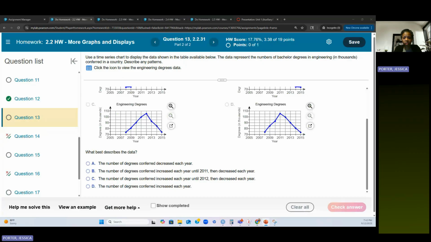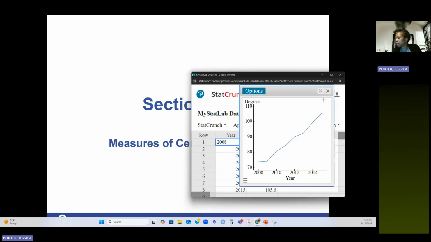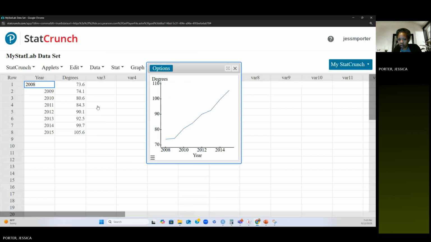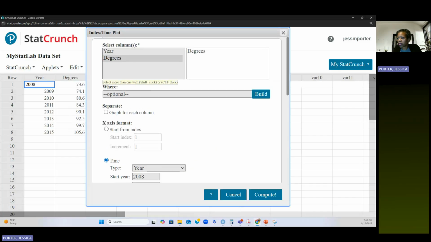Professor Porter? Sure. Can you do that graph again, please? When I'm trying to do it in mine, it just says that I must select at least one value. I'm not sure where I'm messing up at. Sure, let's go here and here. So you have it looks like this, the data. Yes. Okay. So let me go back to options and edit. And so under select columns, it's just degrees.